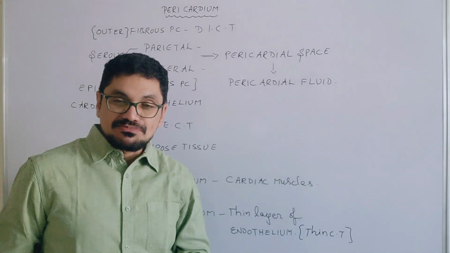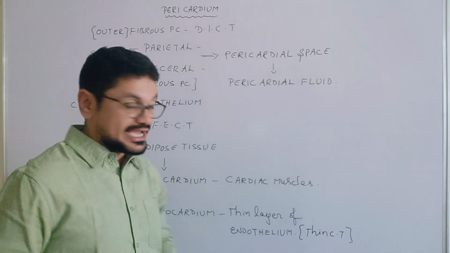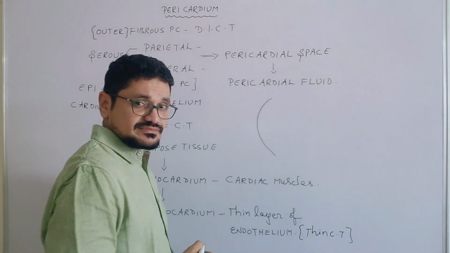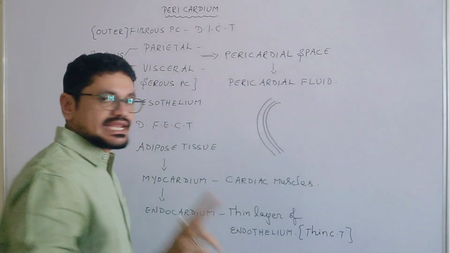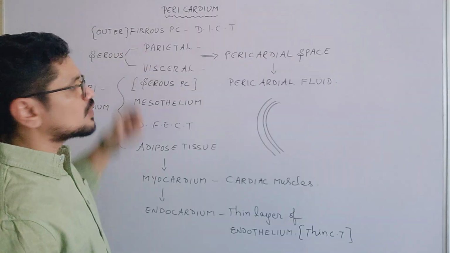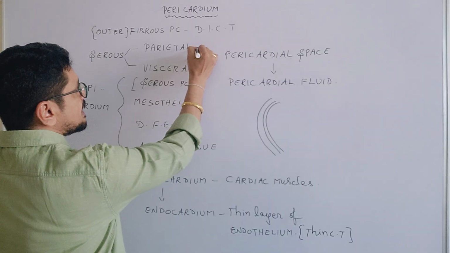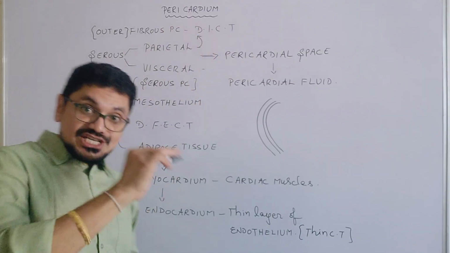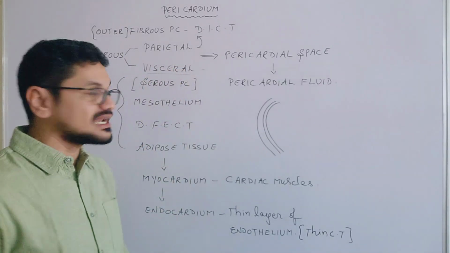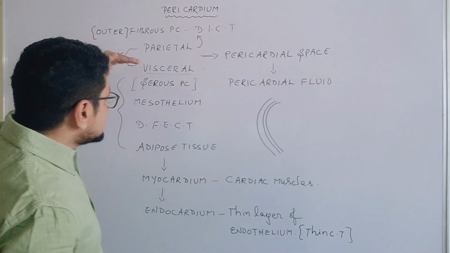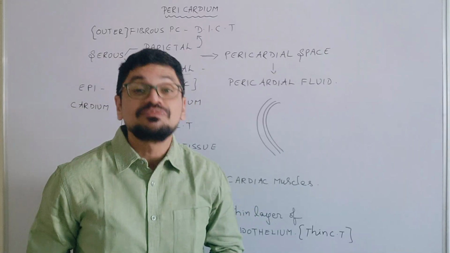The outer fibrous pericardium is made of dense irregular connective tissue, and the serous pericardium is in fact a double layer again. Imagine this as the outer layer, the fibrous pericardium, and the inner serous pericardium is not a single layer, it is a double layer. The outer layer is called the parietal layer, and the inner layer is called the visceral layer of the serous pericardium. The parietal layer of the serous pericardium merges with the outer fibrous pericardium, and the visceral layer is the exact layer which closely adheres to the surface of the heart.